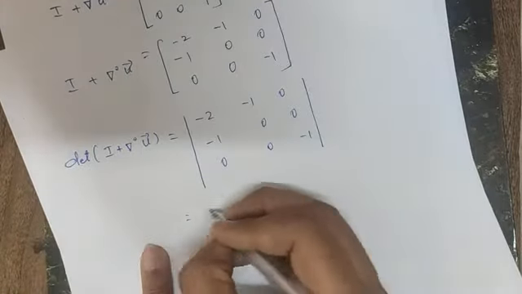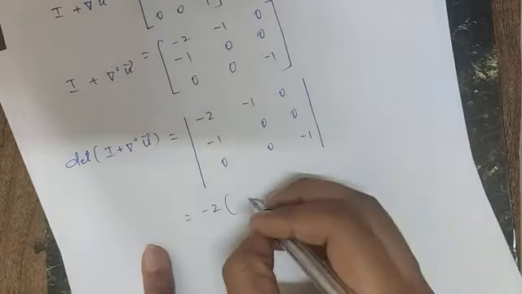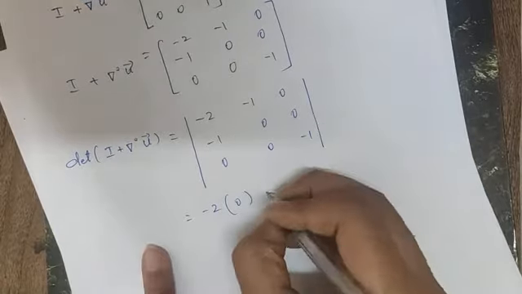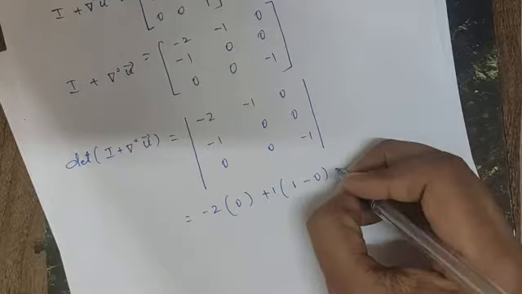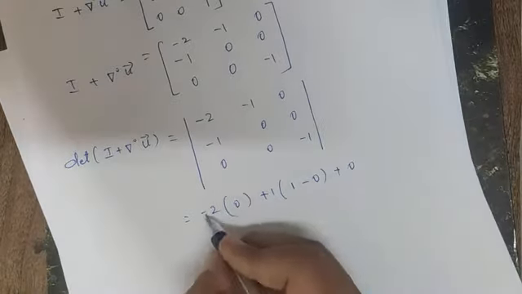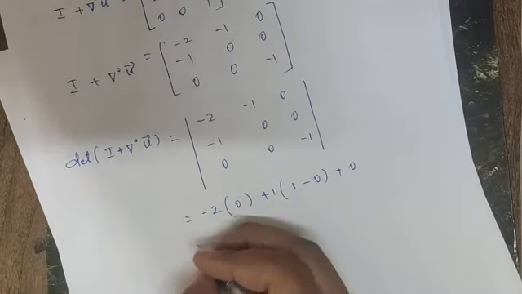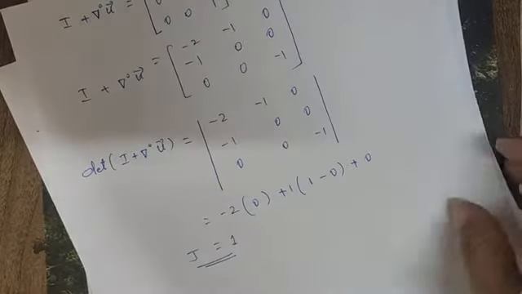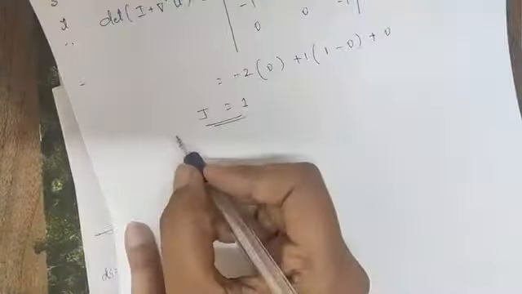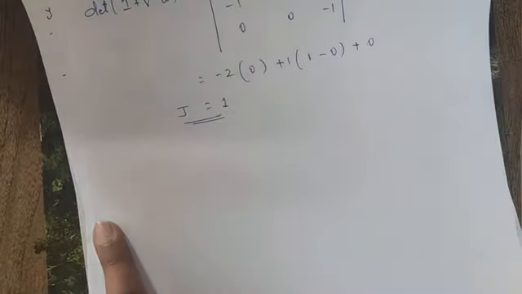What you will get? Minus 2 into 0, minus plus 1 into 1 minus 0 plus 0. So this will become 0. 1 into 1 is 1. That is J is equal to 1. Therefore, your deformation is an isochoric deformation.